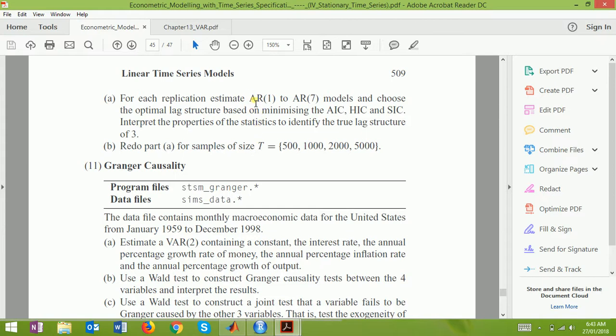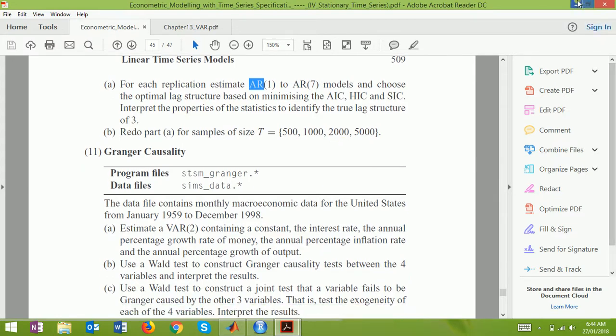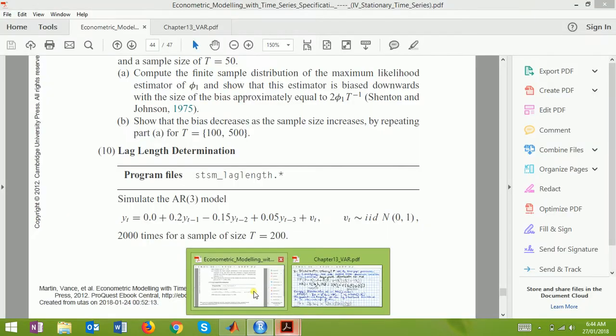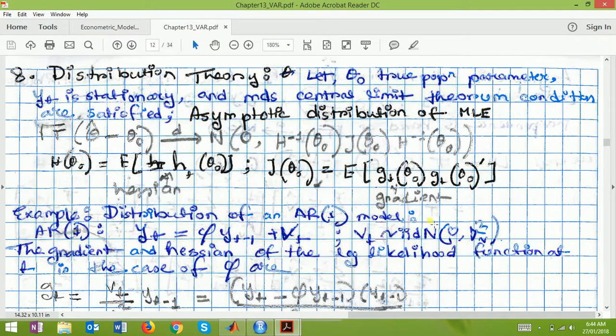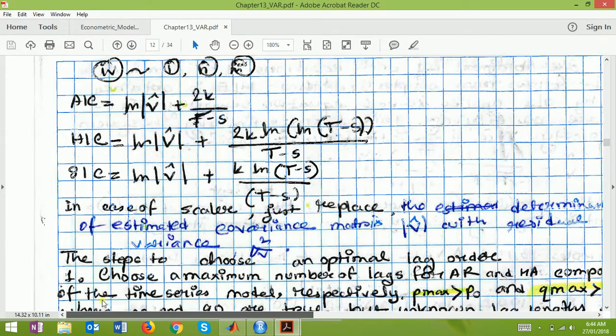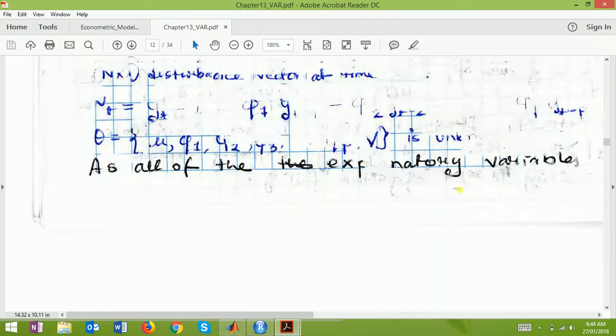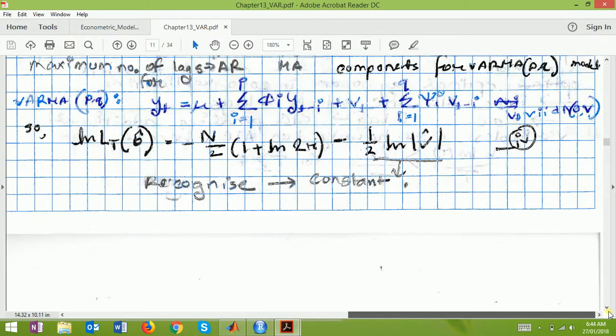For each replication, estimate AR1 to AR7 models. First we are just going to do AR1 to AR7 models and choose the optimal lag structure based on minimizing AIC, HQIC and SIC. And then we do it for higher sample sizes, that's all. We have studied before the Akaike information criterion, Hannan-Quinn information criterion and Schwarz information criterion as equations. We are familiar with these equations. We studied them before.